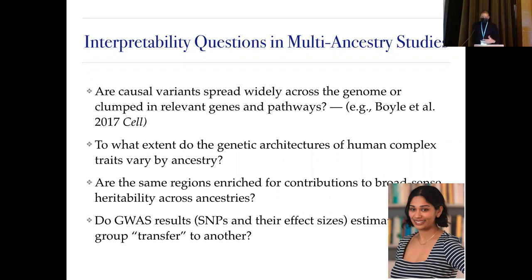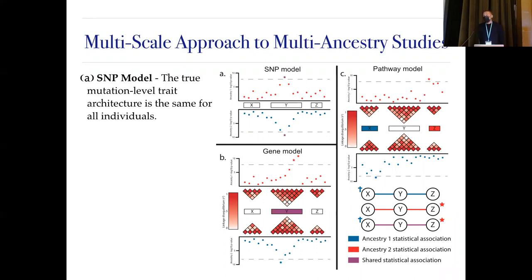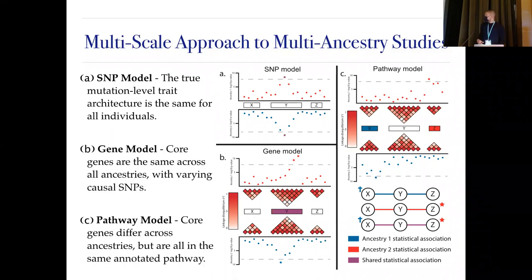So when we move to this idea of a multi-scale approach, you could think about that as breaking this down to three different models, okay? And really I'm getting at this idea of how do we think about associations replicating across populations, right? And so the first model is this idea of a SNP model, right? The same mutations are associated for a given trait across all individuals. The second is this idea of a gene model. And the gene model says that maybe the core genes are the same across different groups, right? But in those core genes, they have different associations on the SNP level, okay? And the last is a pathway model.